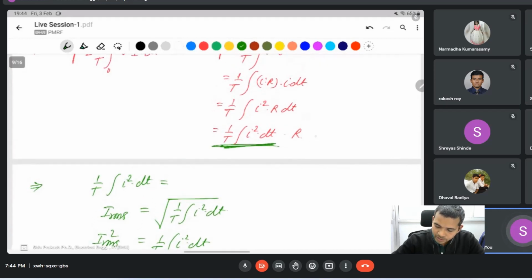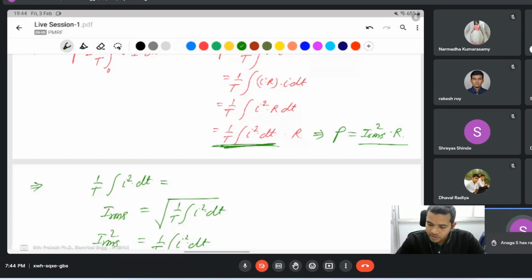Then for the power, P is equal to I RMS square into R. It means if you have a diode and current passing through it, then the power loss in this diode is I RMS square into R, not I average or I peak or something. You find the RMS value, and after that you find the power loss.